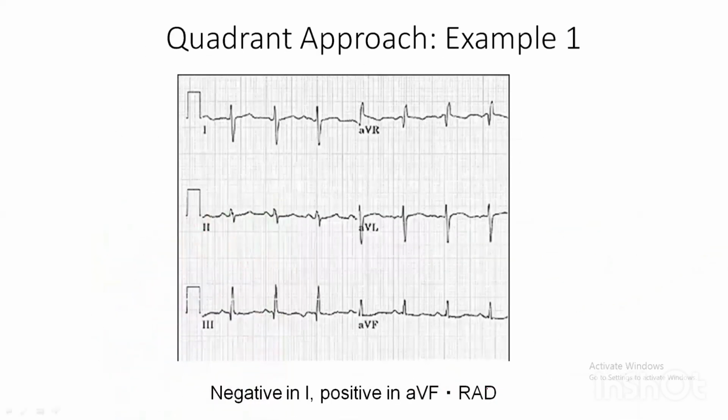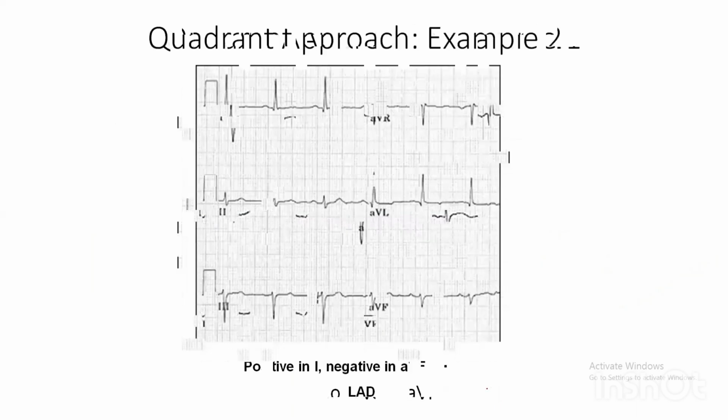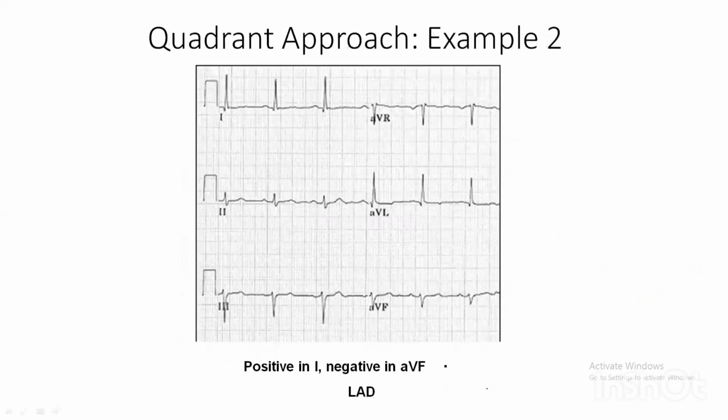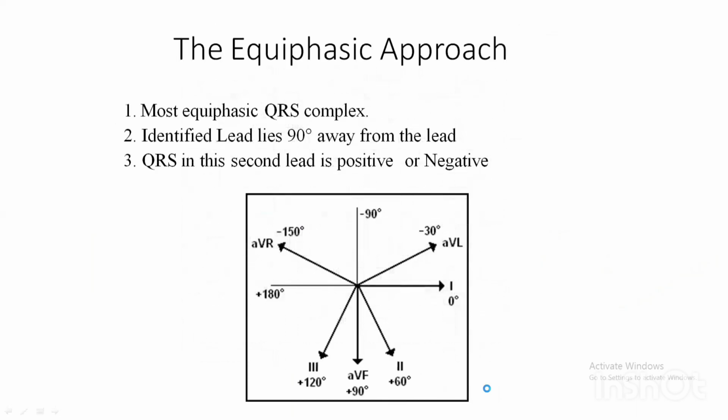Now tell me, what is this? It is written here the same. Lead 1 is more negative, and lead AVF is more positive, so it is right axis deviation. And if lead 1 is positive and AVF is negative, it is left axis deviation.